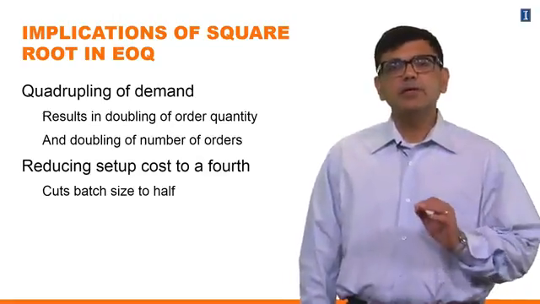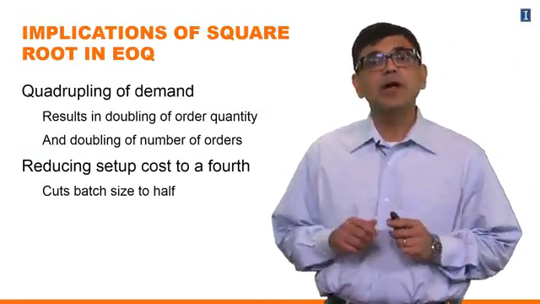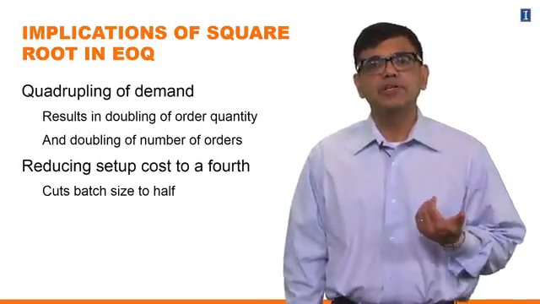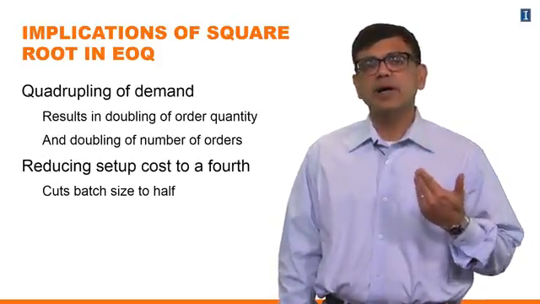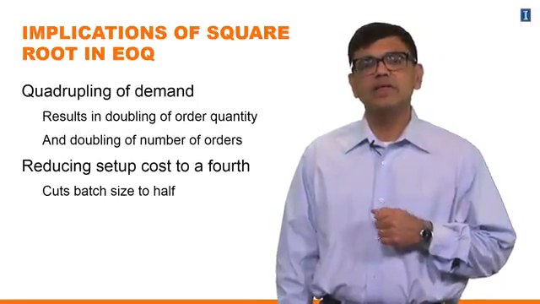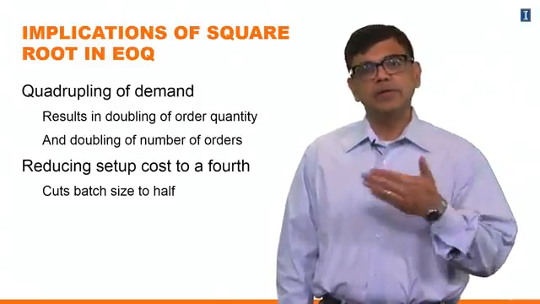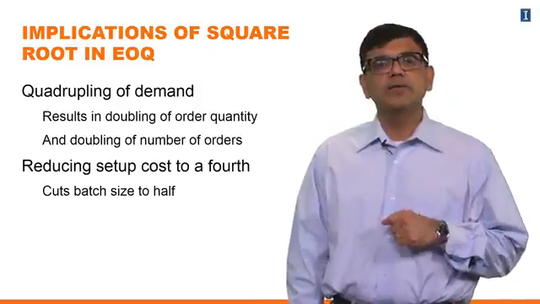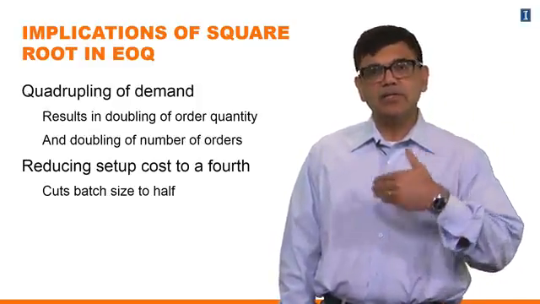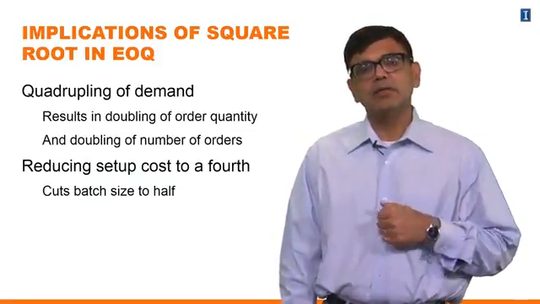So you see that the EOQ formula, the formula for the optimal order quantity, has a square root in it. And what are the implications of the square root in terms of what can happen when demand changes? If the demand quadruples, if it becomes 4 times what it is, it will result in doubling of the order quantity simply because the square root of 4 is 2, and it will also result in the doubling of the number of orders.